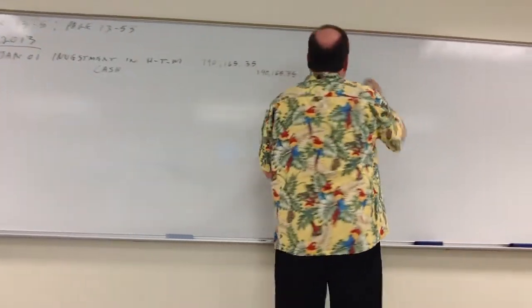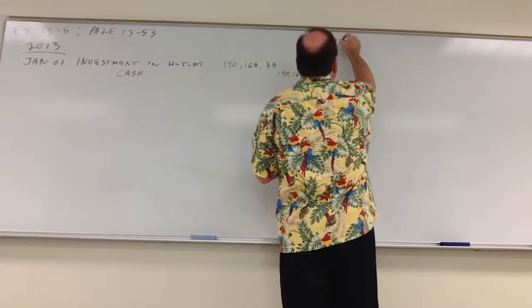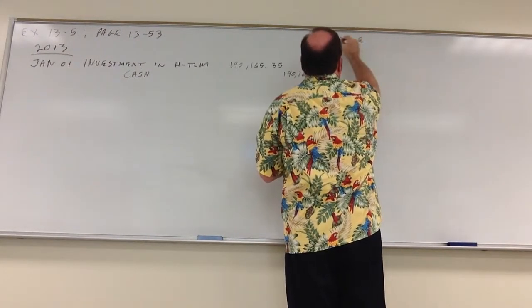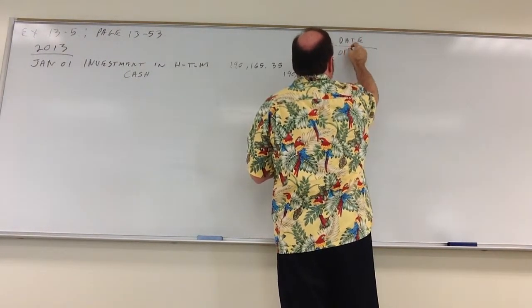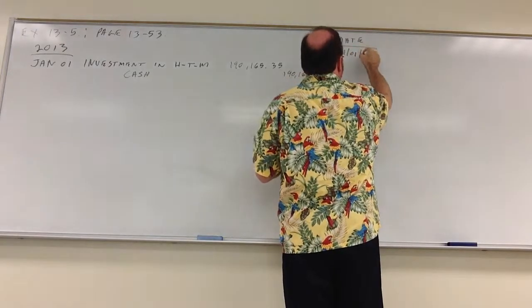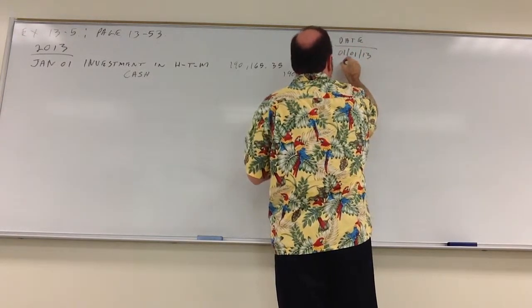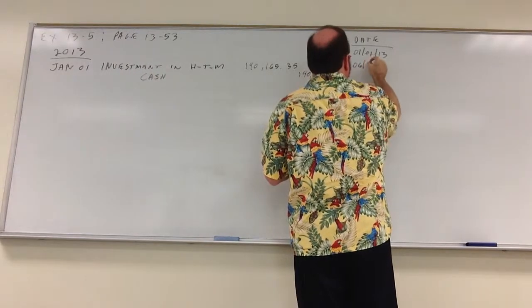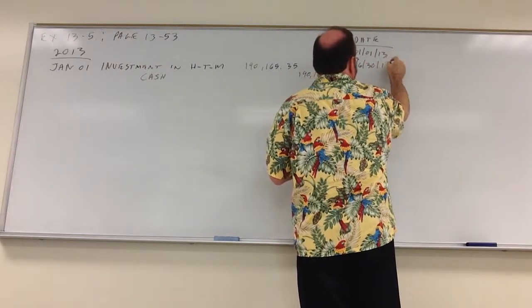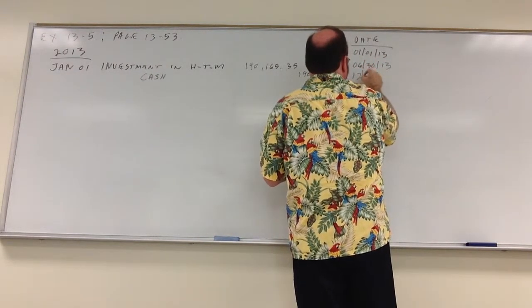and now what we need to do is create a table. So we have January 1, 13. We're going to have June 30 and December 31st.